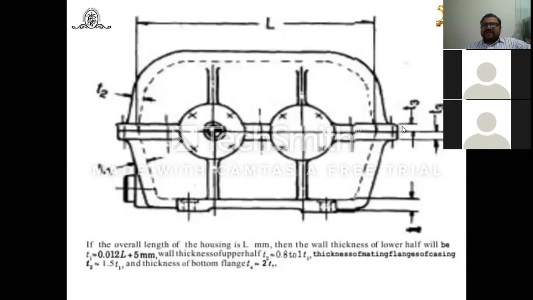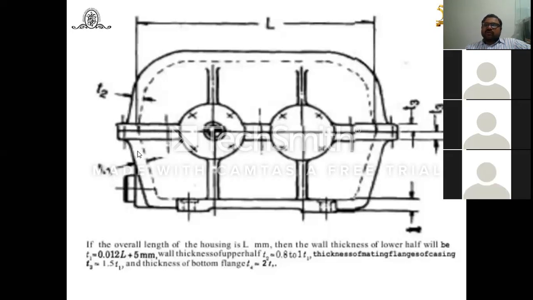Then we have to calculate the thickness of the flange of this upper casing and the flange of this lower casing. T3, and look at this. This is 3T. How to find out this thickness here? The T3 we can find as 1.5 times T1. Then the thickness of the bottom flange, that is T4, this flange bottom thickness, is 2 times T1. That means it's more than the thickness of the upper wall or the lower wall.